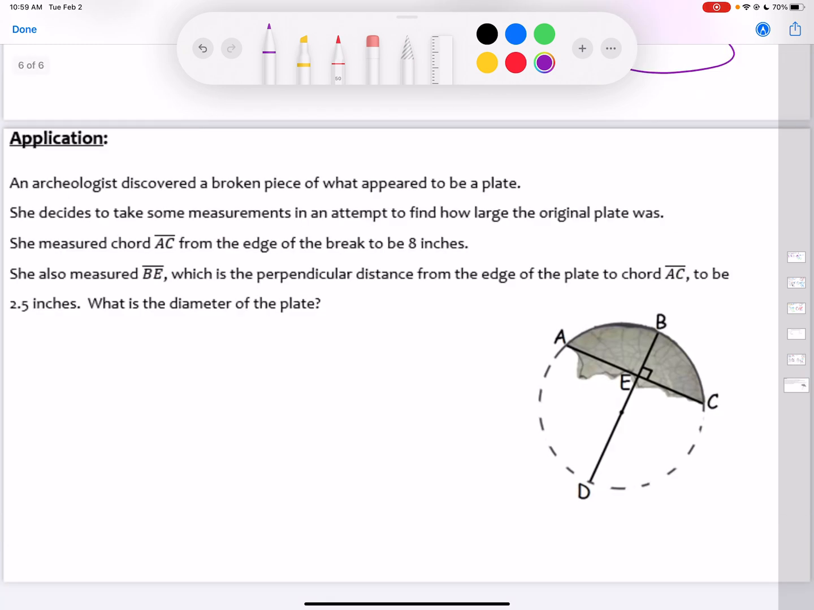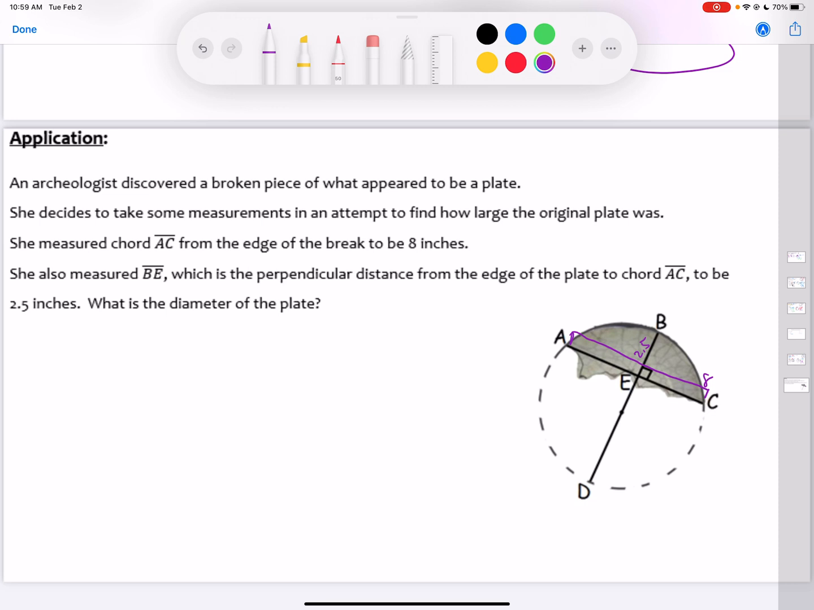Okay, the last one, an archaeologist discovered a broken piece of what appeared to be a plate. She decided to take some measurements and attempt to find out how large the original plate was. So that little grayed area is the broken plate that she found. She measured the chord from AC, from edge to edge, to be 8. So the entire length here was 8. She also measured BE, which is a perpendicular distance from the edge of the plate to AC, to be 2.5. What is the diameter of the plate?